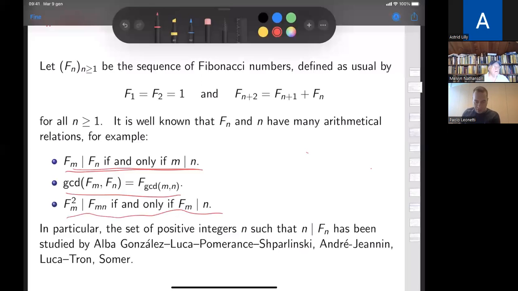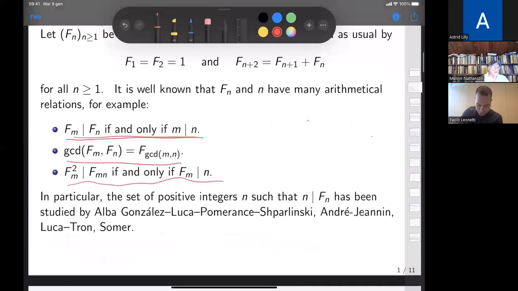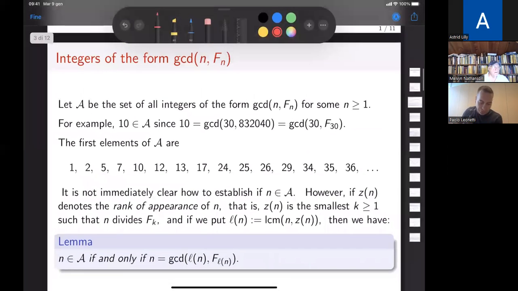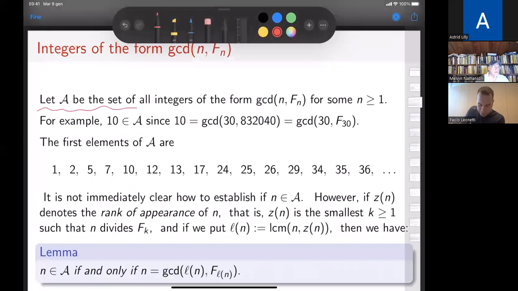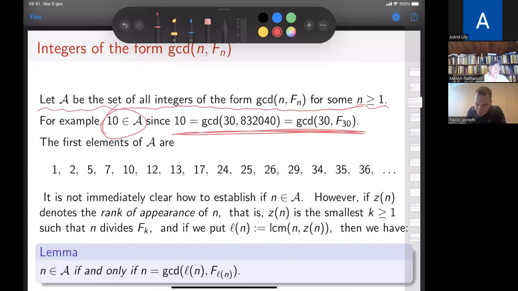Well, there are many structural properties of the relationship between F_n and n, and it has been studied by several authors. And here in this talk, we are going to speak about this set, calligraphic K. Calligraphic K is the set of integers of the form greatest common divisor between n and F of n. For example, the number 10 belongs to the set because it can be expressed as the greatest common divisor between 30 and F of 30. The first elements of the set are 1, 2, 5, 7, etc. And it is this sequence here.